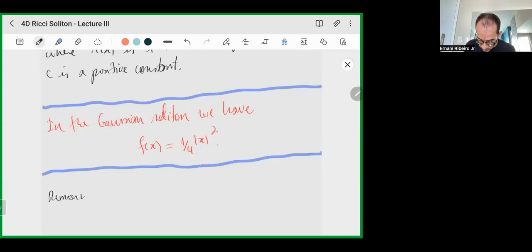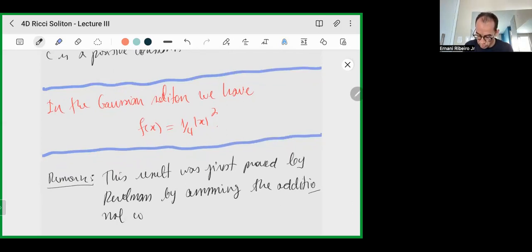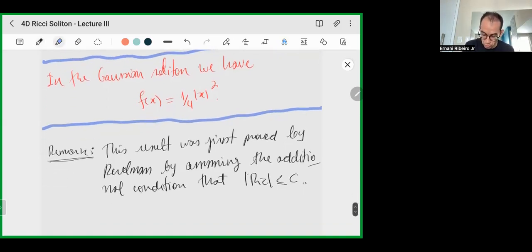A remark here is that this result was first proved by Perelman, by Munteanu and Wang, with the additional condition that the norm of the Ricci curvature is bounded. So in other words, Munteanu and Wang were able to remove this condition and obtain an optimal estimate.